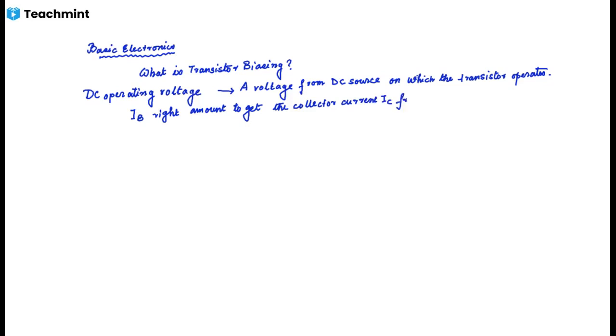From the supply voltage VCC. The condition is that there will be no signal present at the input. This is the condition.